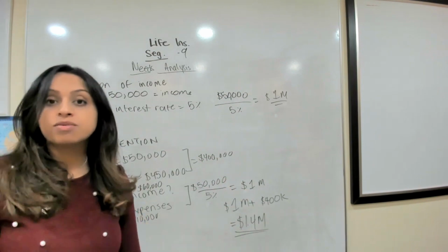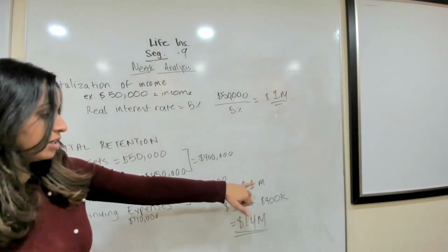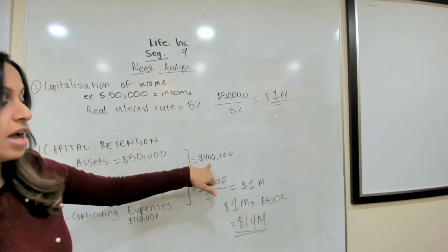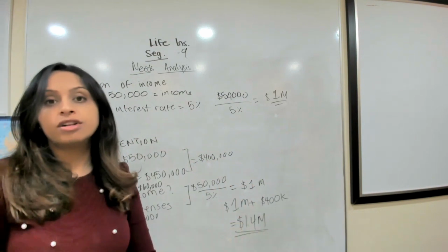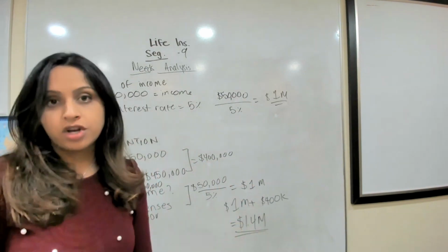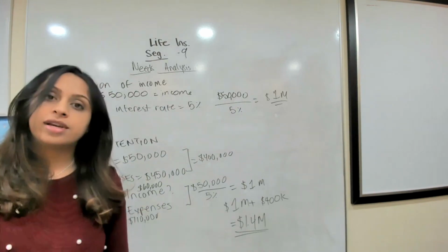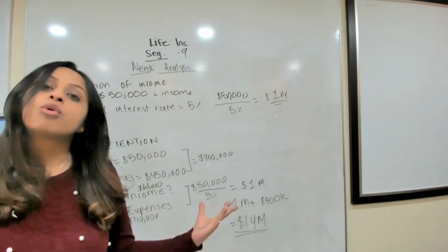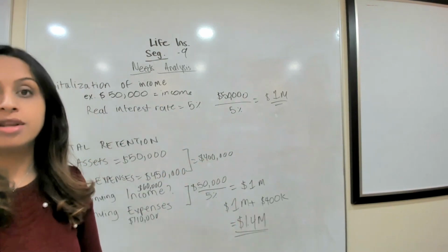But the difference with these two approaches is that here we're going to add this 1 million to the previous shortfall that we had. So we're going to add them both together. So in the second approach, our individual needs $1.4 million of insurance rather than just the one. Right? So capital retention is a little bit different because it's looking at assets, final expenses, continuing income, and continuing expenses. So it's getting a more fuller picture of that family's outcome rather than just looking at income alone.